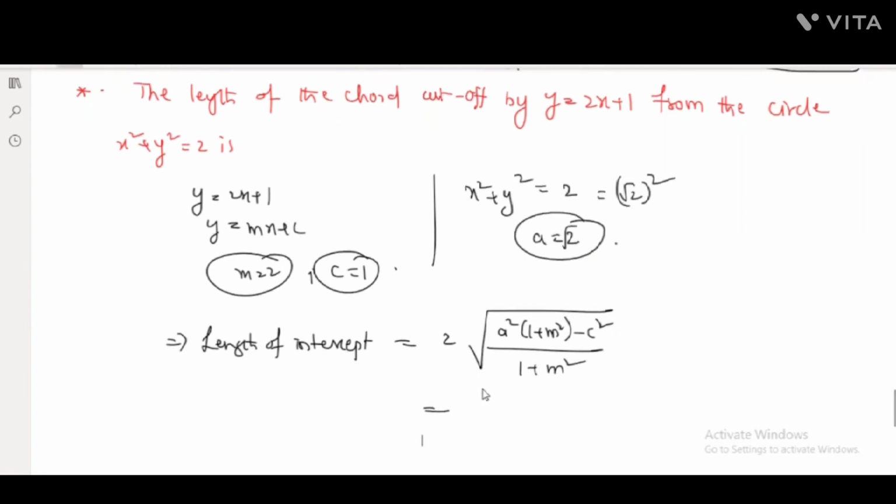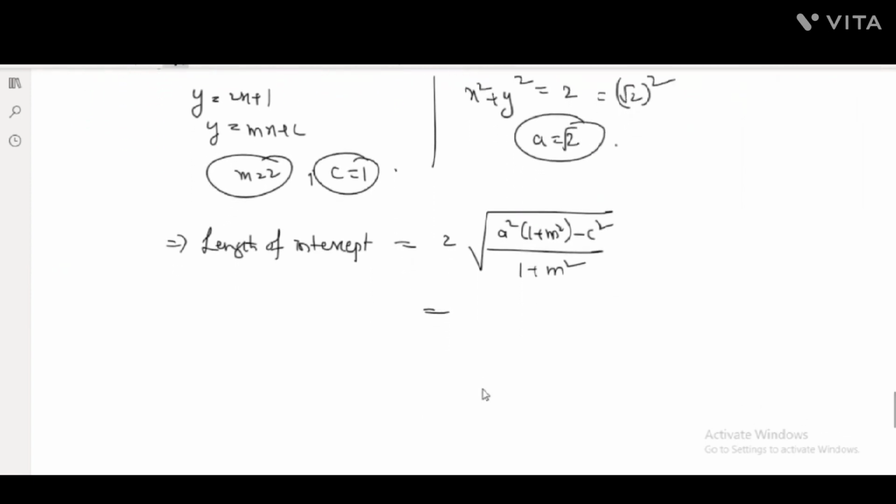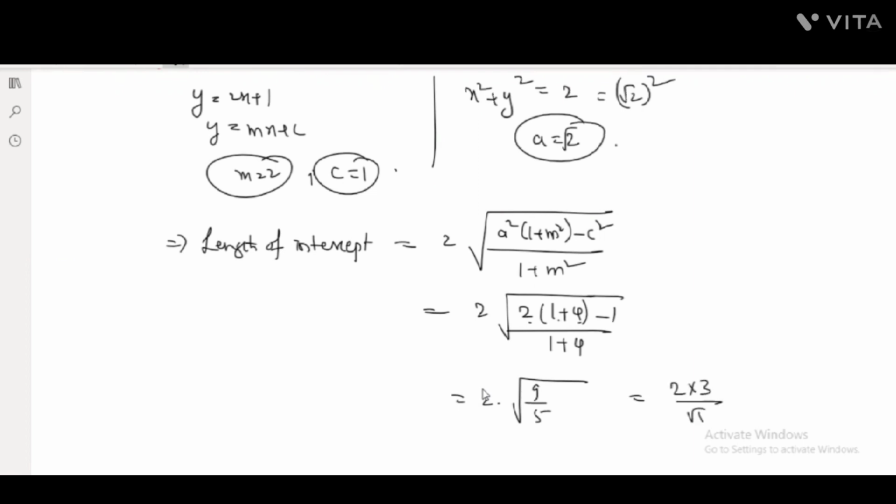So let's substitute the values here. 2 into root over (a square is 2, into 1 plus m square is 4, minus c square 1) by 1 plus 4. So this is equal to 2 into root of (10 minus 1) by 5, which is 9 by 5. So this becomes 2 into 3 by root 5, which is 6 by root 5, the length of the intercept.